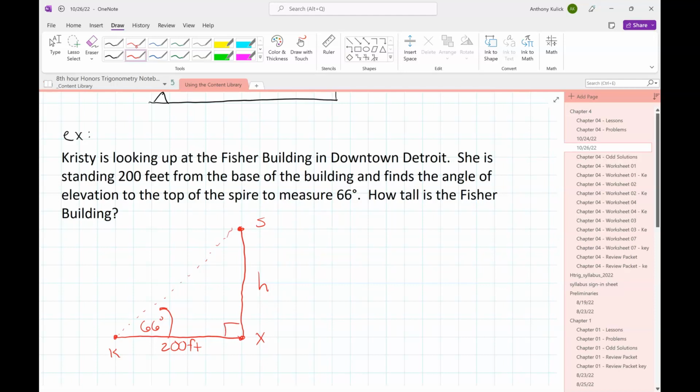So as far as you're concerned, unless they tell you otherwise, buildings are perpendicular to ground. Flagpoles, perpendicular to ground. Trees, perpendicular to ground. Unless they tell you expressly that the thing isn't perpendicular to ground, assume anything standing on the ground is perpendicular to the ground. Everybody cool with that? All right, how do I solve for h here?